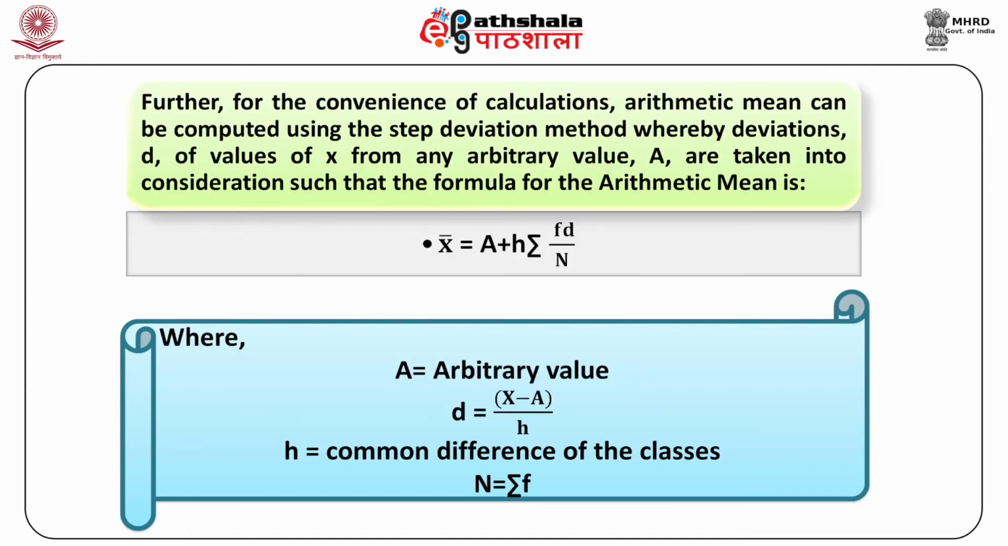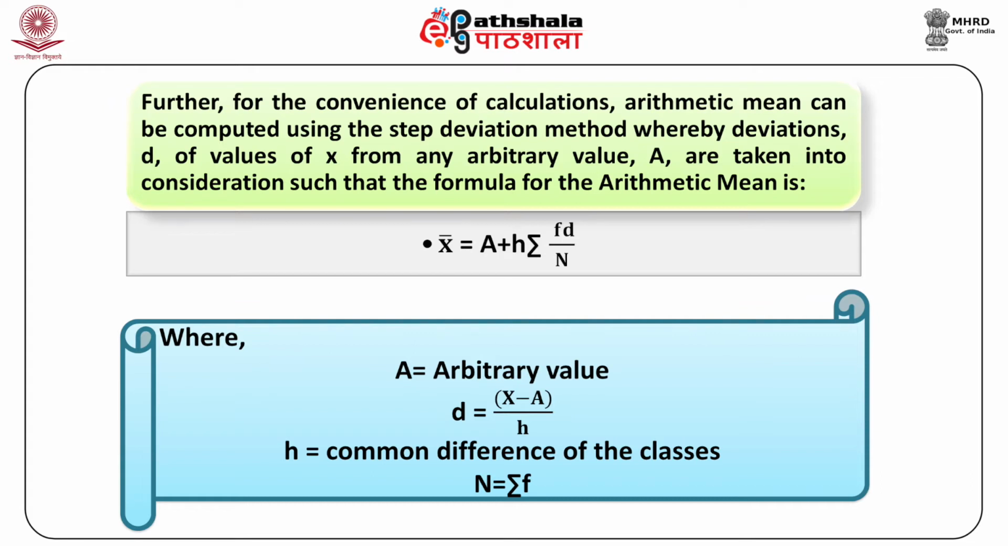Further, for the convenience of calculations, arithmetic mean can be computed using the step deviation method, whereby deviations d of values of x from any arbitrary value a are taken into consideration such that the formula for the arithmetic mean becomes x bar is equal to a plus h summation ft upon capital N.